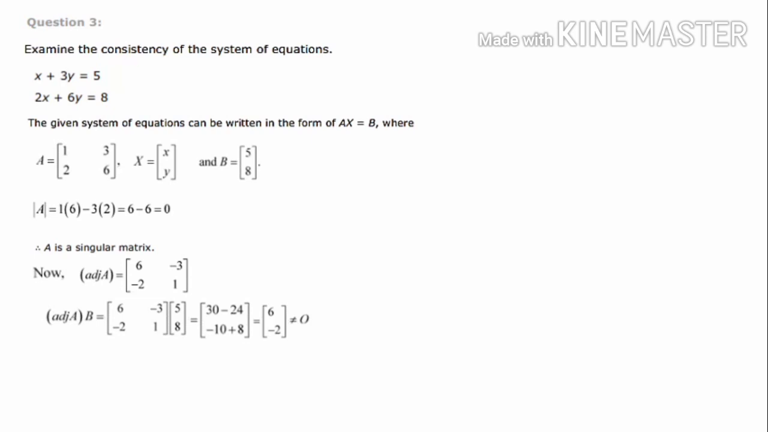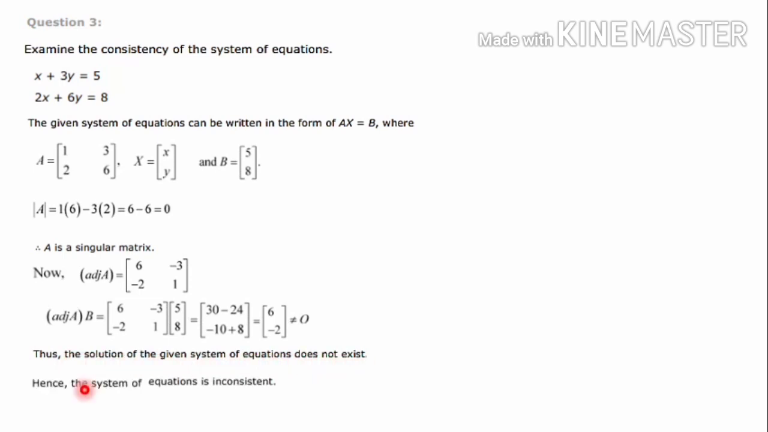So adj A into B we have calculated, that is not equal to O, that is not a zero matrix. So we can come to the conclusion that the solution of the given system of equations does not exist. Hence the system of equations is inconsistent. That is the conclusion.